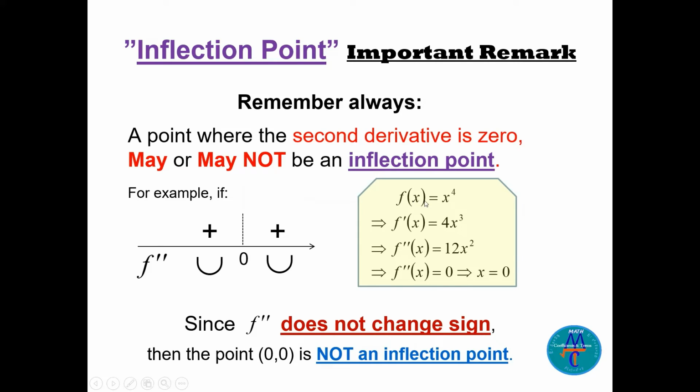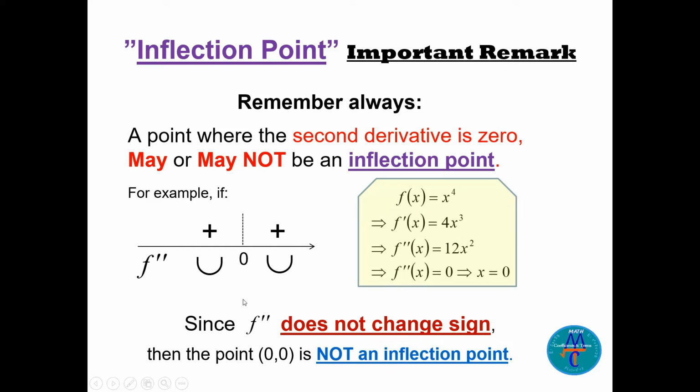If we have f of x equal to x to the power 4 here, f prime will be 4x cubed, f double prime will be 12x squared. Put f double prime equal to 0, then x will be 0. Check now at 0. f double prime here is 12x squared. Below 0 and after 0, f double prime is positive and does not change sign. So this point (0, 0) is not an inflection.